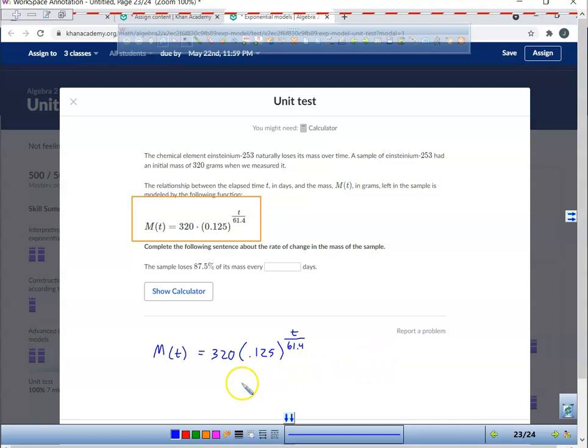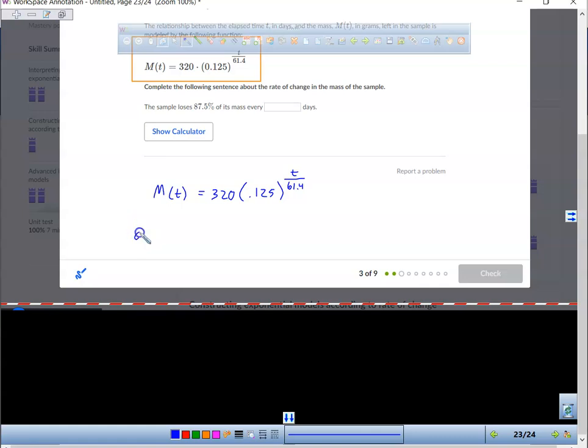Okay. So right now, if I said, what's our A value? Not even looking at the words. What's my A value? What am I starting with? 320. What's my B value? 0.125. Okay. What percentage is that? What percent? So that means it keeps what? 12.5%. How much is it losing?